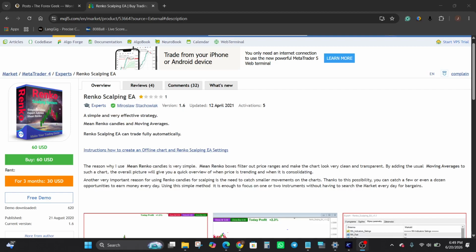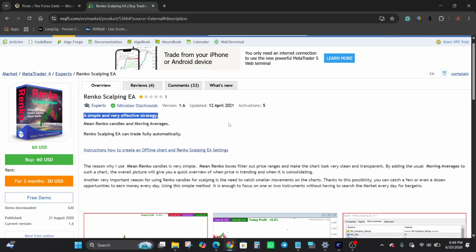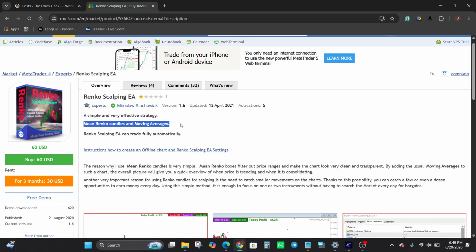Looking at the product description, the developer presents this as a simple and effective trading approach built around Mean Renko candles and moving averages. The EA is described as being capable of trading fully automatically, which means the trade execution process can be handled by the expert advisor once it has been properly configured.